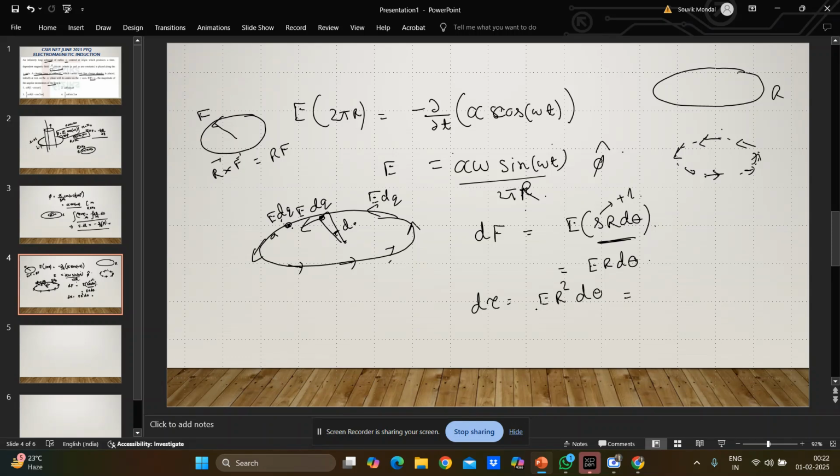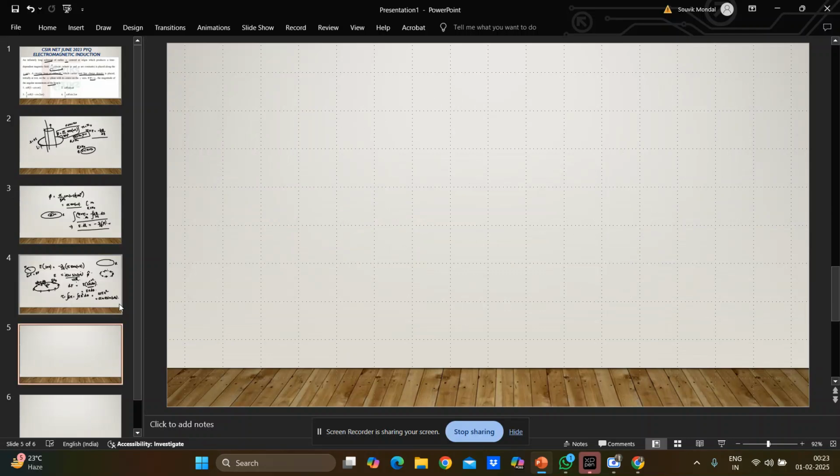Now if you integrate over the whole d theta, it will simply give 2 pi, so 2 pi E r squared. Now this is your expression of E, multiplied by 2 pi r squared, so it will be alpha omega r sine omega t. This is your tau, the torque on the loop. Now torque is simply the rate of change of angular momentum, so dL/dt is simply alpha omega r sine omega t.